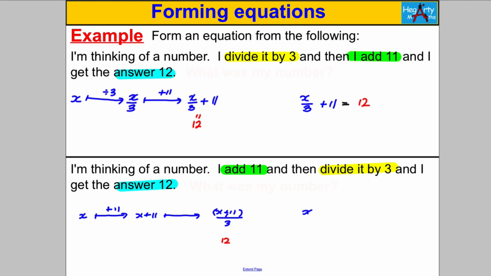So the equation we're solving here is x add 11, all of that divided by 3, is going to equal 12. And we can put a bracket around there if we want. We do or we don't have to put a bracket, both are fine. But that equation there is a totally different equation to that equation there. And hopefully you can see, just by changing the order of what happens, the equations that we form are different.